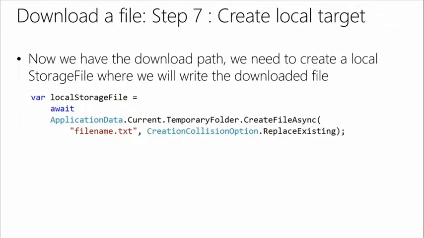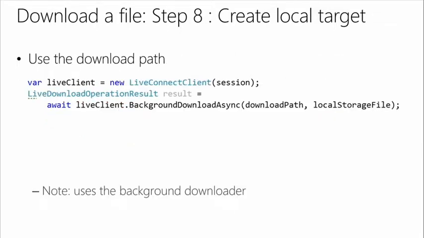And so what we actually have to do is pass a storage file. In order to have a storage file for our file, we need to create one that represents our file when it's downloaded. So that's what we're doing here. Once we have that, we can then pass to the live client background download async the web-based path of the file where we're going to download from, plus a storage file where the resultant download is going to be placed.